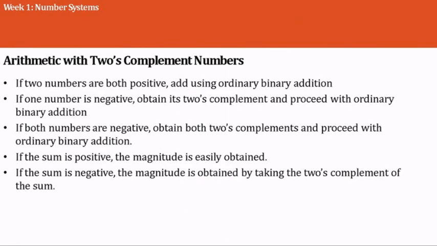And as for the arithmetic, using 2's complement numbers: if two numbers are both positive, use ordinary binary addition. If one number is negative, obtain its 2's complement and proceed with ordinary binary addition. If both numbers are negative, obtain both 2's complements and proceed with ordinary binary addition. If the sum is positive, the magnitude is easily obtained. And if the sum is negative, the magnitude is obtained by taking the 2's complement of the sum.